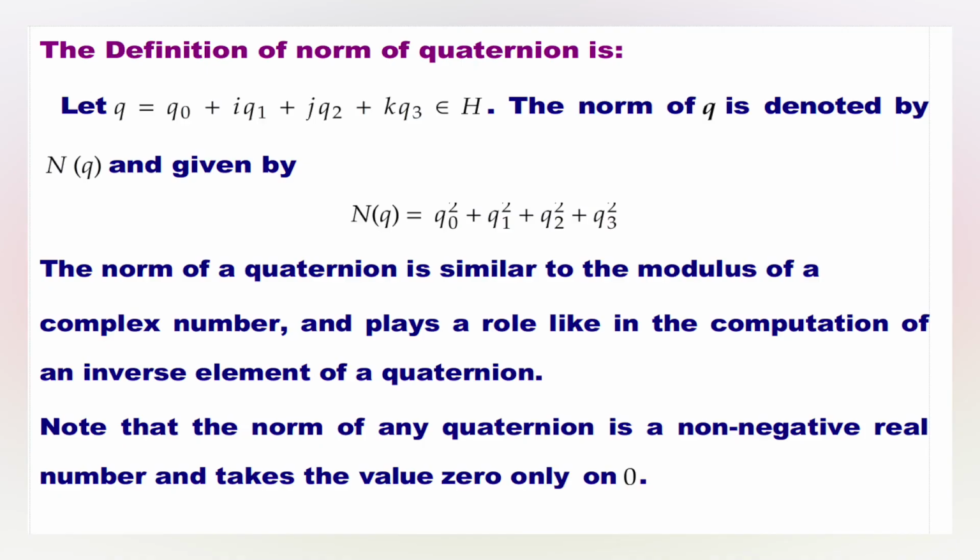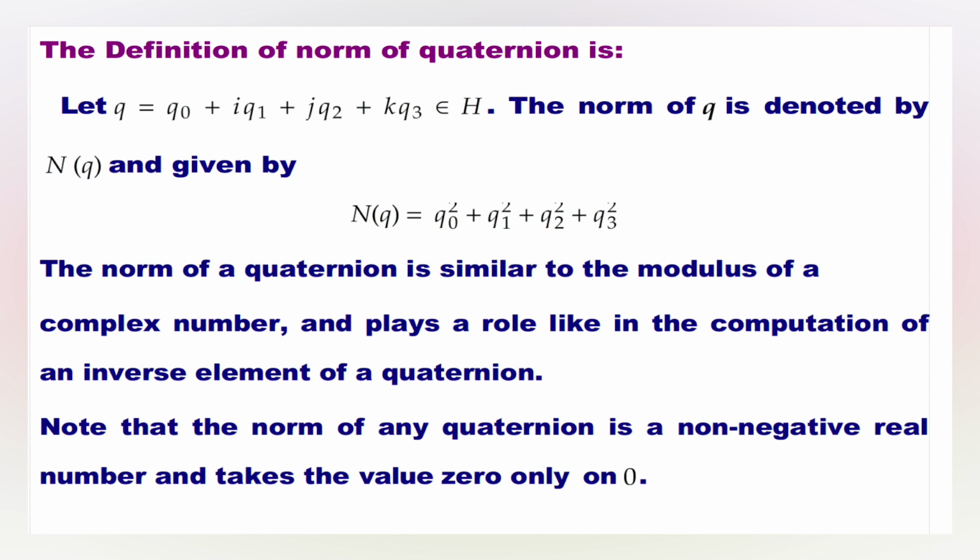Next, let us see the concept of the norm of a quaternion and the conjugate of a quaternion. The definition of the norm of a quaternion is: let q is equal to q0 + iq1 + jq2 + kq3 in H. The norm of q is denoted by N(q) and given by N(q) is equal to q0² + q1² + q2² + q3².